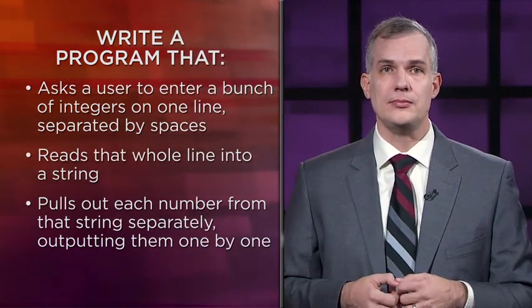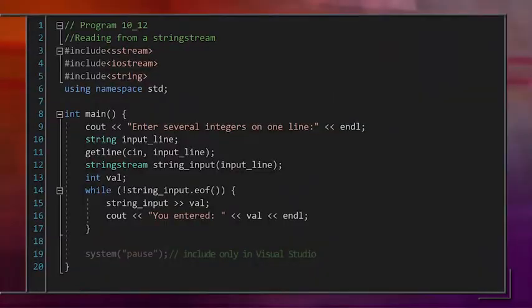Okay, here's one way that might look. Notice that we first prompt the user to enter integers on one line, and we read this into a string using the getline command. In this case, I named the string inputLine. Then we create a string stream, which in this case I called stringInput. I used the constructor to initialize it to the string that I just got from the user, inputLine.